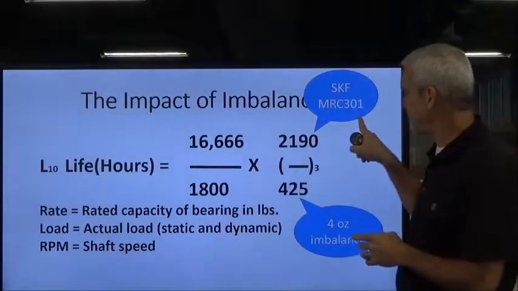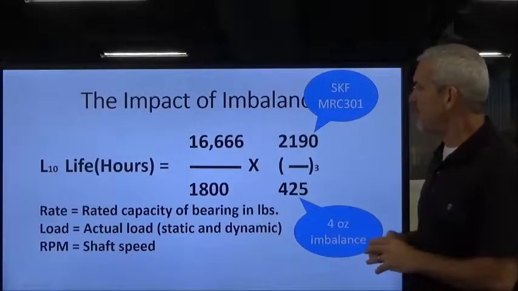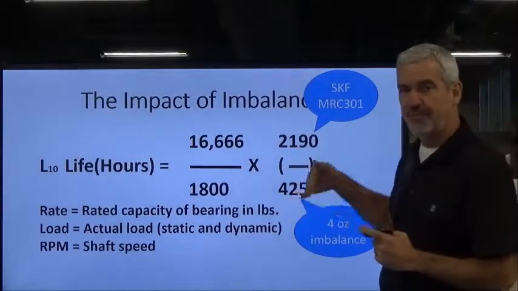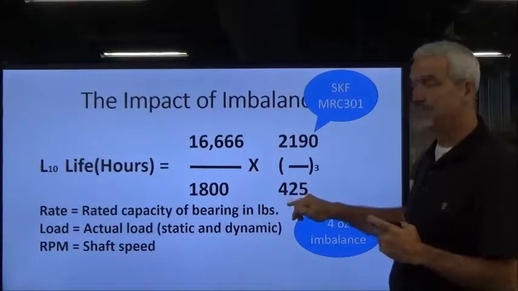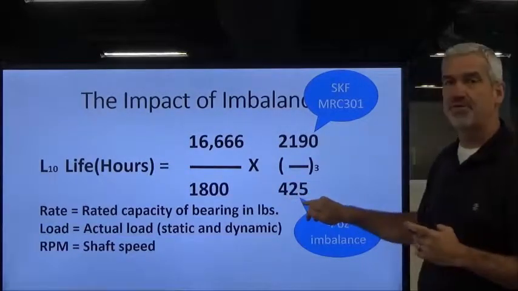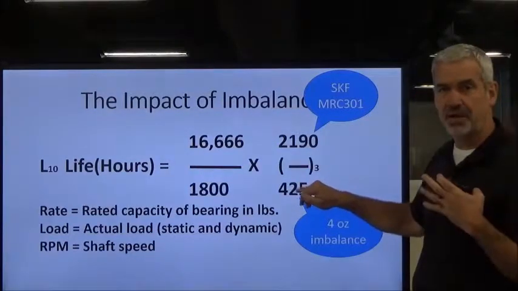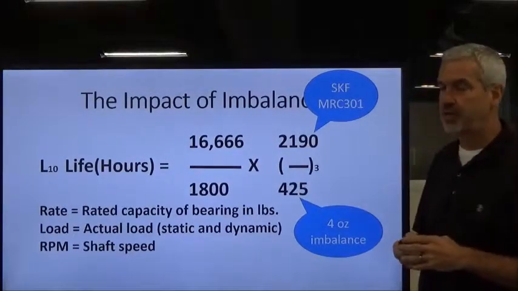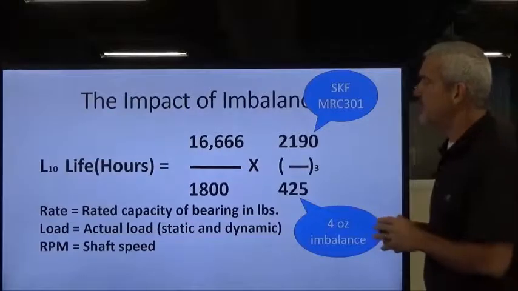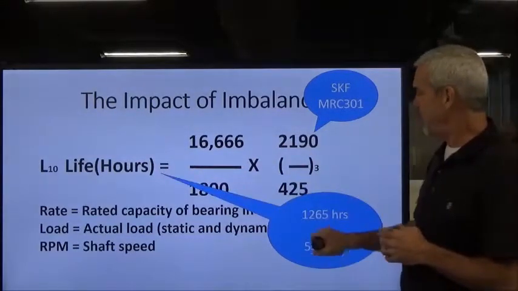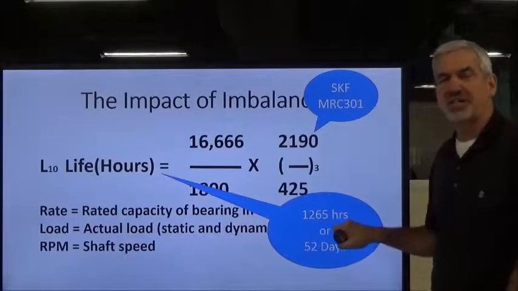We're going to still use the same bearing, still using 4 ounces, but now we're going to take that imbalance that we had and the force, and instead of 150, remember we said 275, so we came up with 425 pounds being exerted onto our bearing. So when we run the numbers just like we did before, we wind up with a life expectancy of about 1,265 hours.